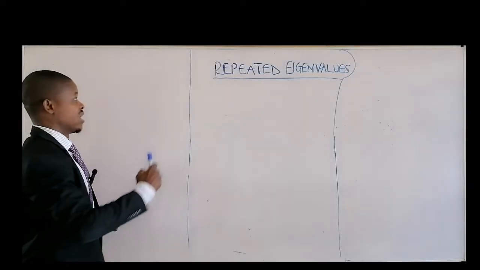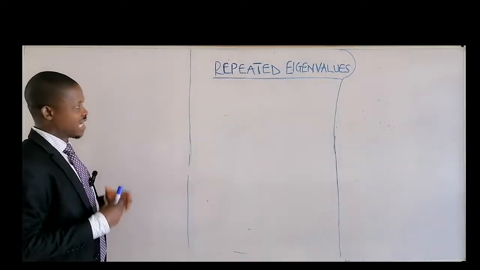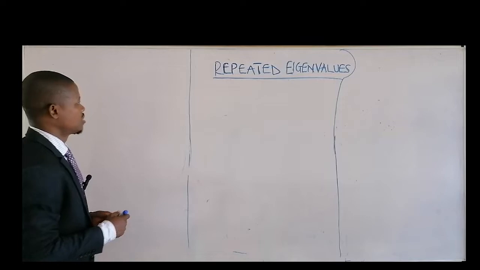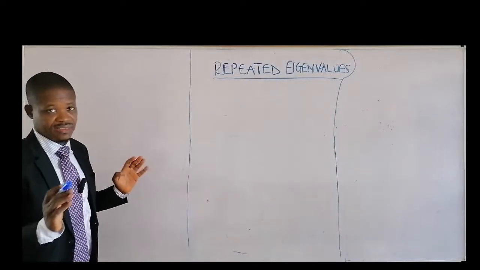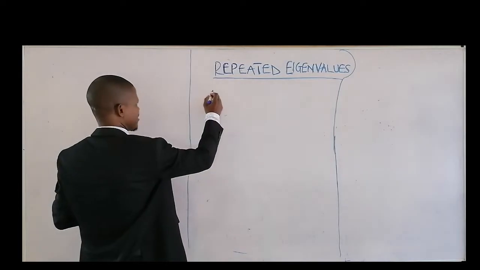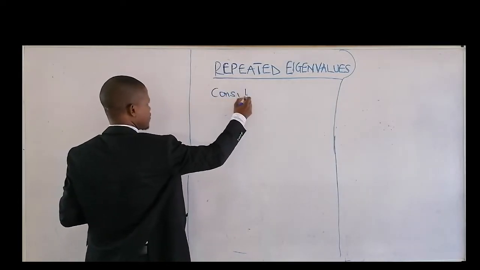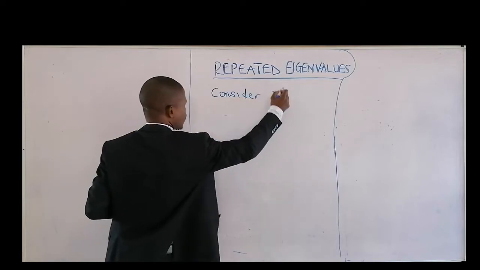In this video, we are looking at repeated eigenvalues. We want to look at three cases. We'll start by considering this system we're talking about.